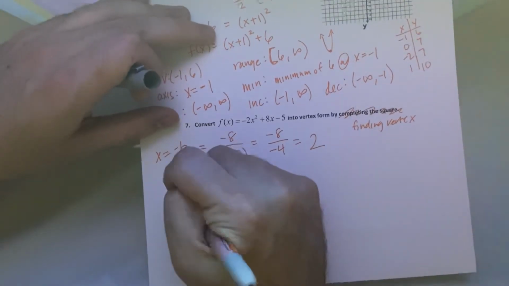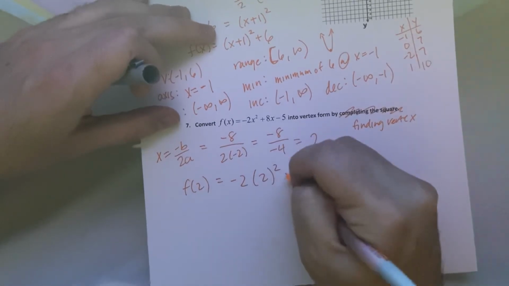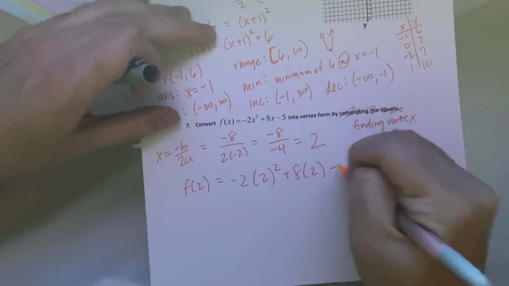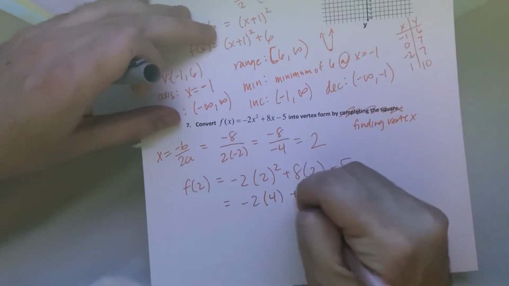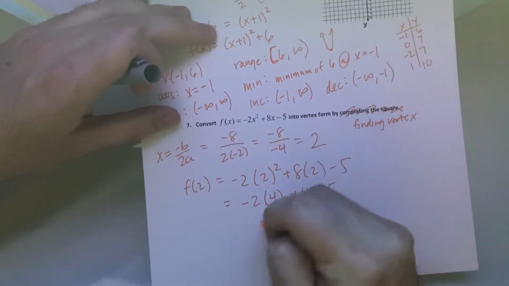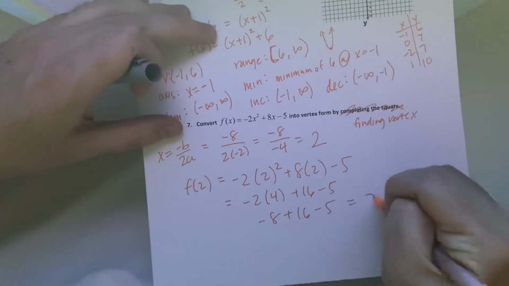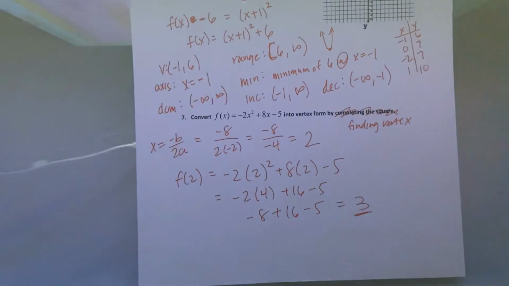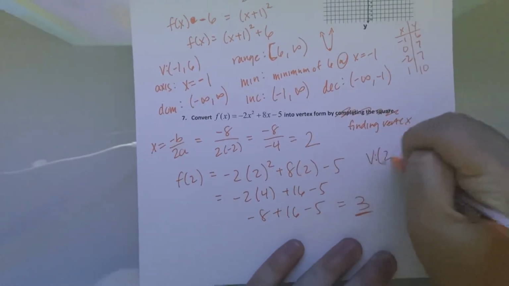I plug in 2. We have negative 2 times 2 squared plus 8 times 2 minus 5. It's negative 2 times 4 plus 16 minus 5. So it's negative 8 plus 16 minus 5, which is 3. Means our vertex is 2, 3.